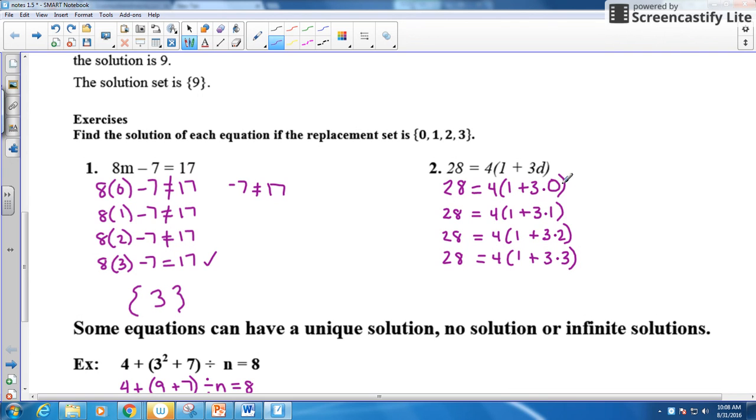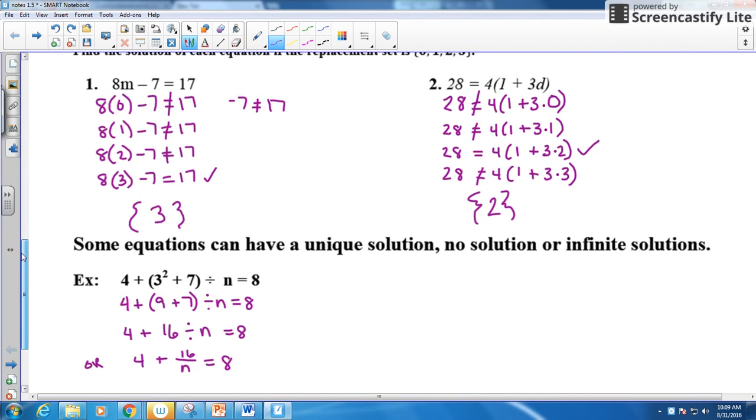If we simplify what's in parentheses first, this would be 3 times 0, which is 0, plus 1 is 1. 1 times 4 is 4, and that does not equal 28. Okay, I'm not going to say all of these out loud, but if you follow through, this next one will not equal because the right side is 16. But then in this one, 3 times 2 is 6, plus 1 is 7, times 4 is 28. This one works. And in the last one, it does not work, so that's false. So here, our solution set is 2, because that's the member of the replacement set that worked.